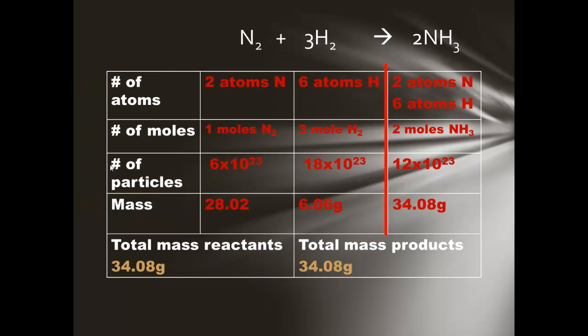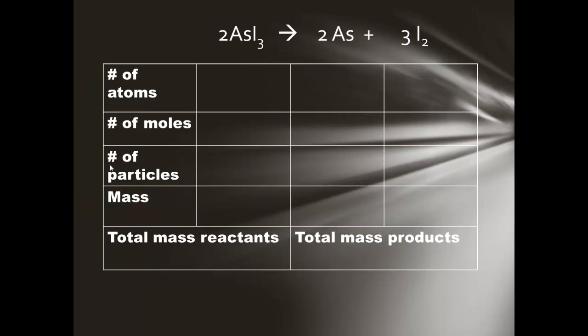Okay, so you try one. This is arsenic triiodide. This is iodine off your periodic table. So pause this and I'll let you take a look and see how you can fill this out.